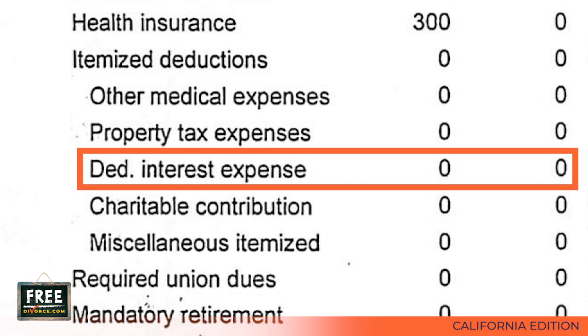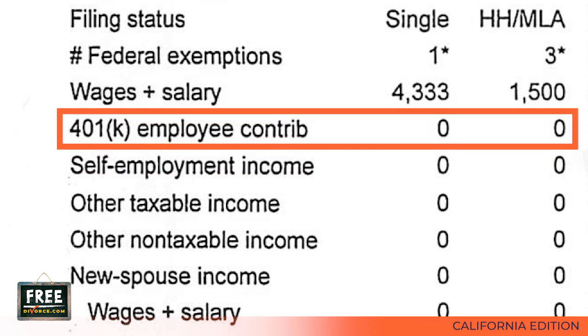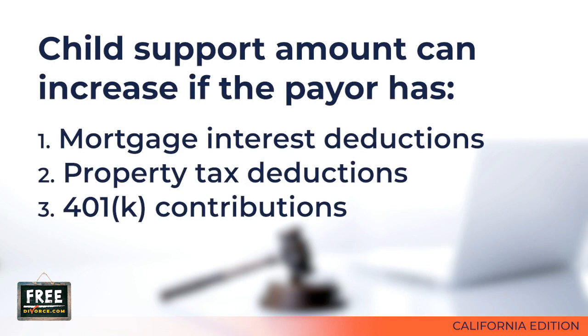The same counterintuitive result happens in regards to 401k contributions. If a father is having a lot of his salary taken out of his paycheck and put into his 401k account, he may think he will owe less child support because he has less net income. However, the 401k contribution will cause him to pay even more child support than he would owe if he did not make the 401k contribution.